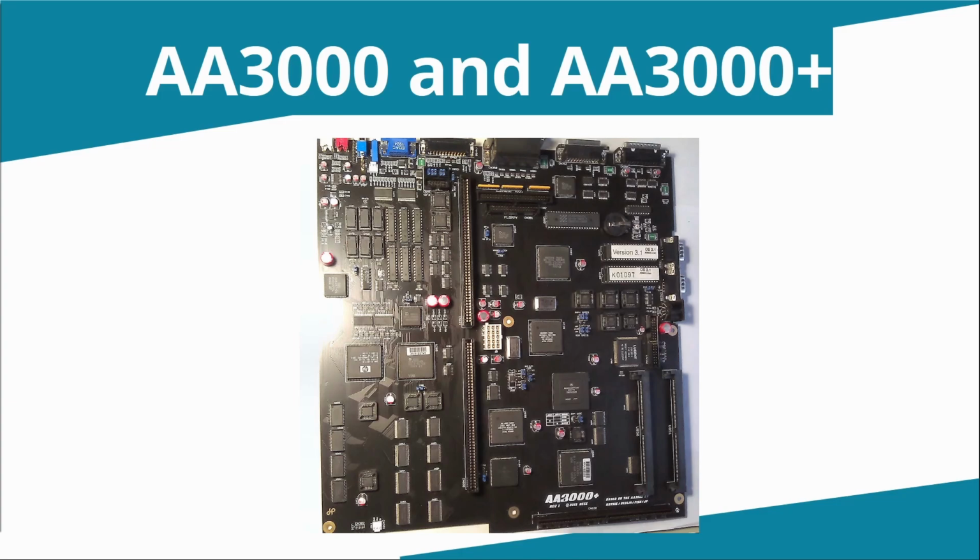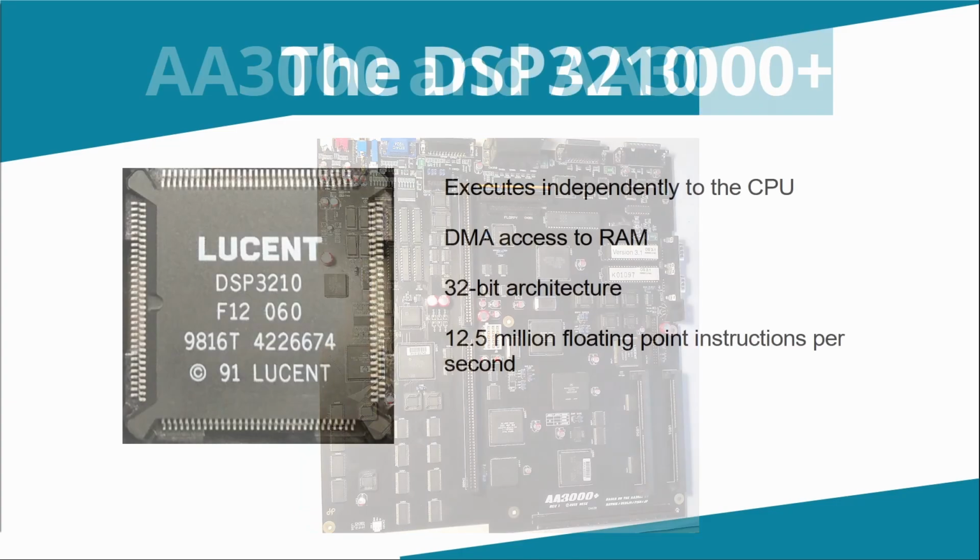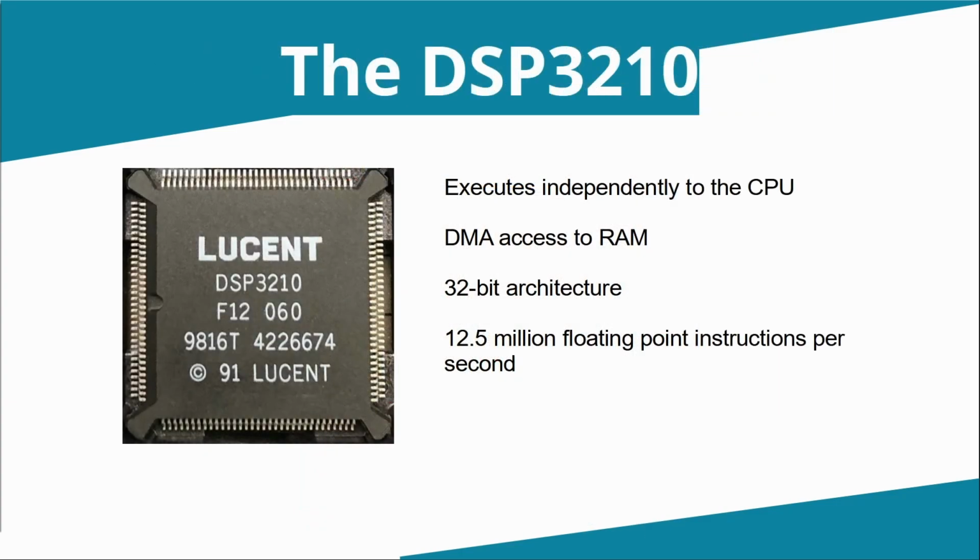Either way, if you're lucky enough to have one of these, then it contains an additional chip that no other Amiga has, the DSP3210. What is that? Well, it's a digital signal processing chip that executes instructions entirely independently to the CPU. It has DMA access to RAM, so can operate completely without the CPU's intervention.